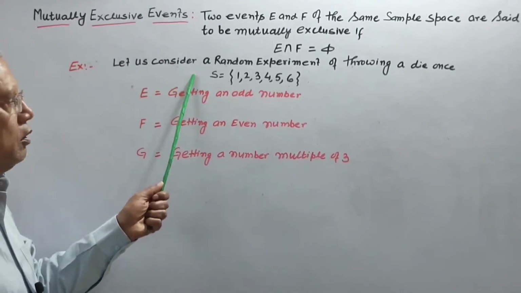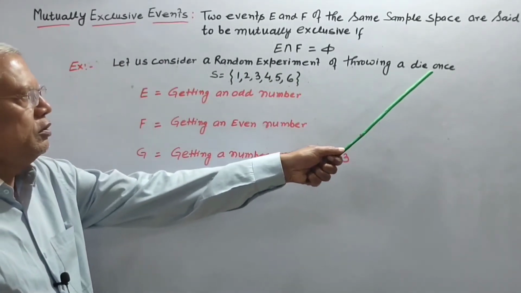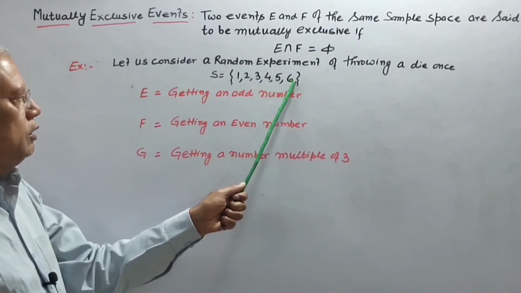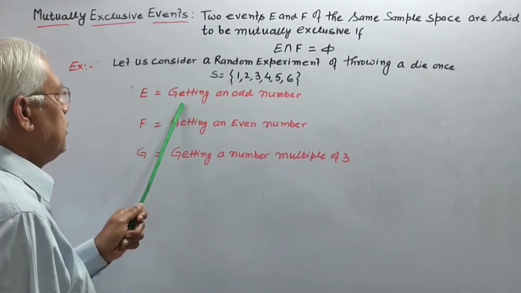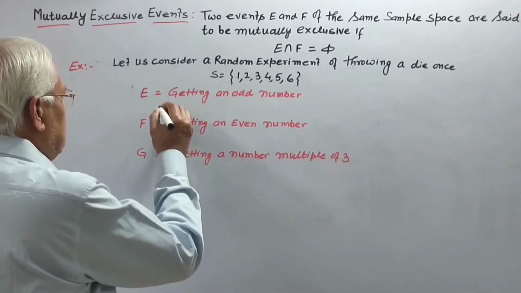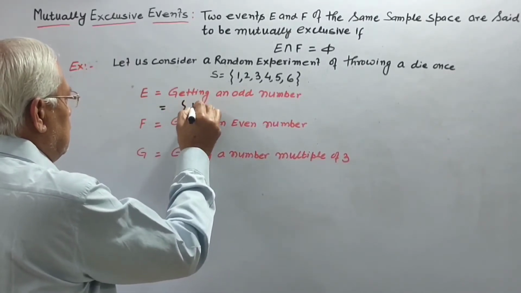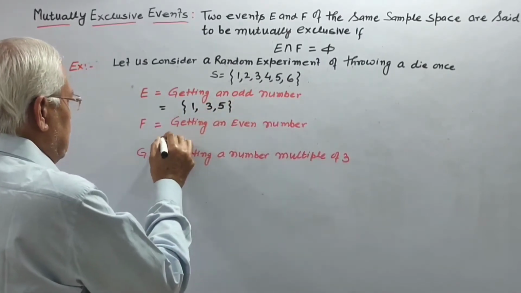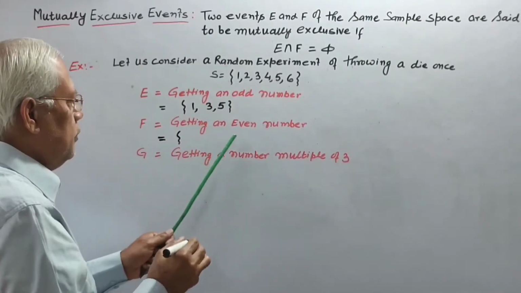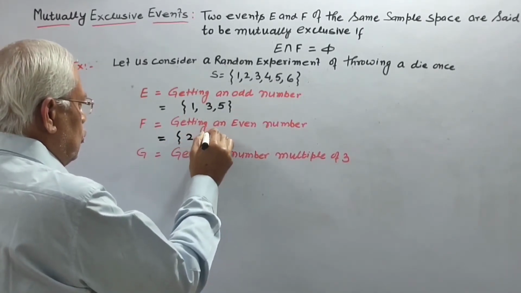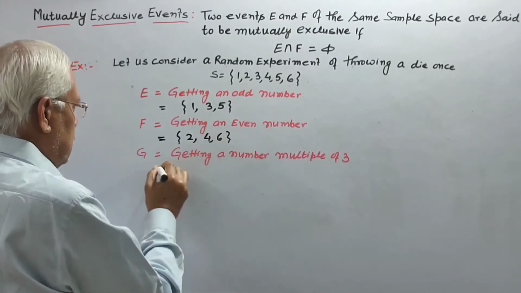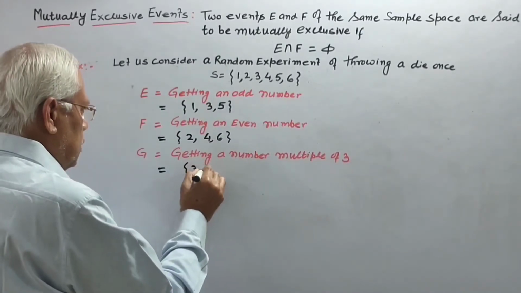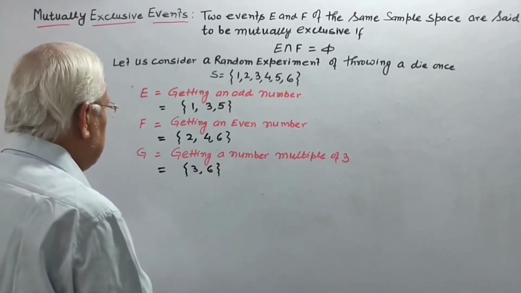Let us consider a random experiment of throwing a die once. Then sample space will be S is equal to {1, 2, 3, 4, 5, 6}. Let us consider an event getting an odd number. Then E will be {1, 3, 5} and F is equal to getting an even number, that is {2, 4, 6}, and G equal to getting a number multiple of 3. Multiple of 3 are here only 3 and 6.